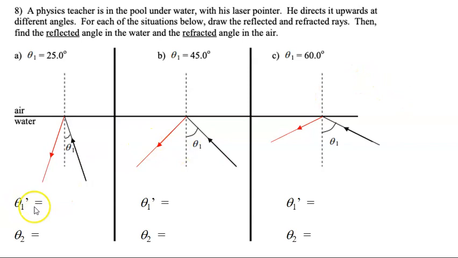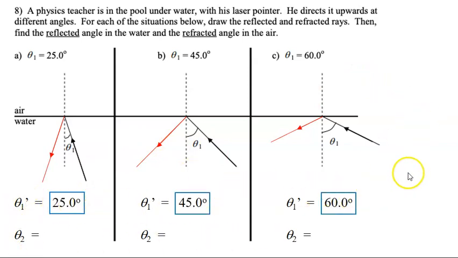And for each one, we're finding theta 1 prime, the reflected angle, and theta 2, the refracted angle. And again, we know what theta 1 prime is. You don't show any work for the law of reflection.